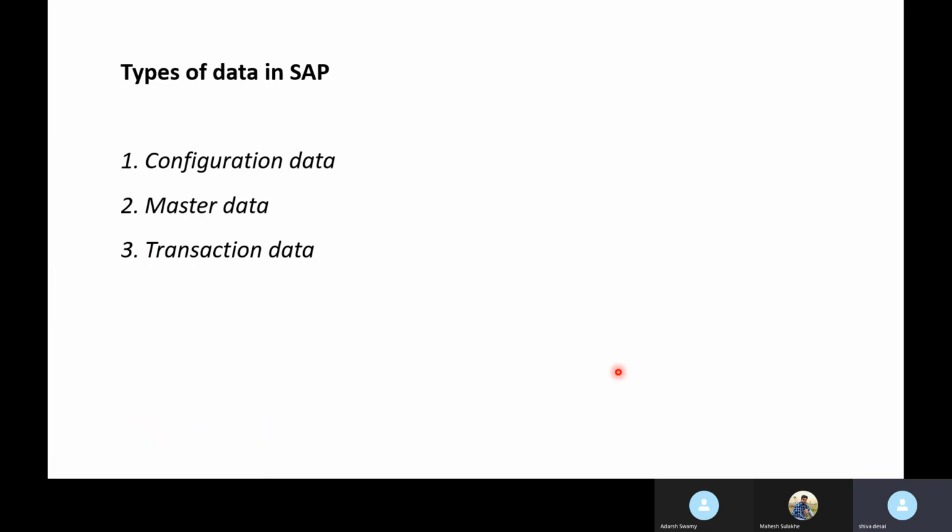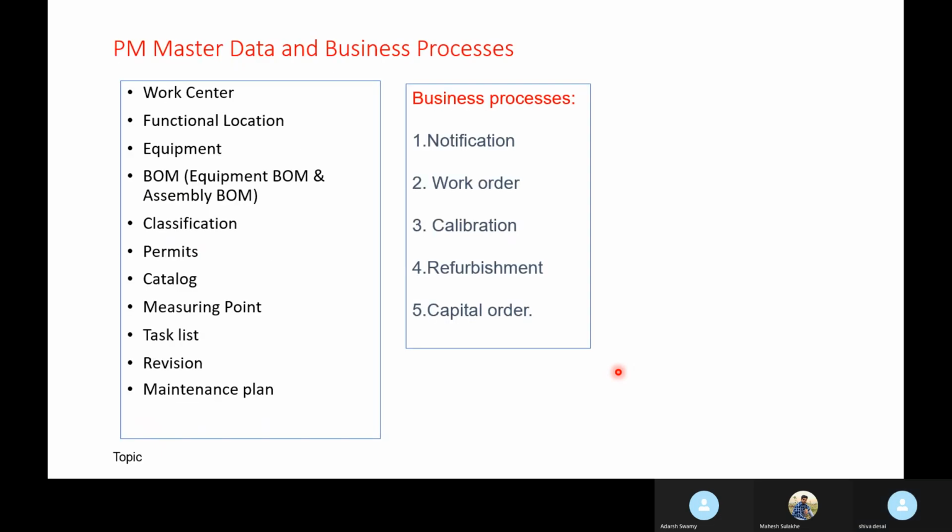So there are some data in SAP. We call it configuration data, master data, and transaction data. Regarding this we will see tomorrow. Okay, this is my syllabus for this subject. For maintenance, you require master data and transactional data. This is the syllabus.